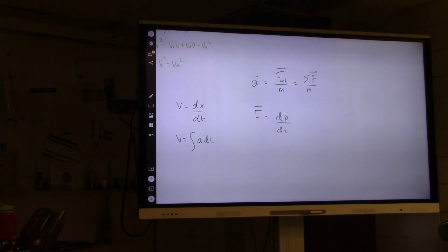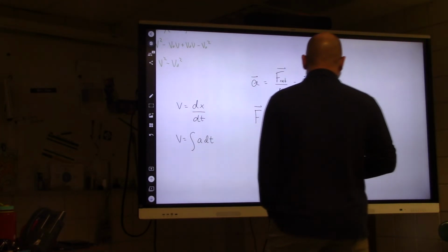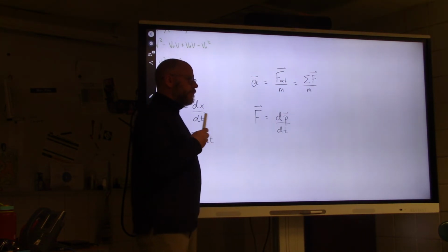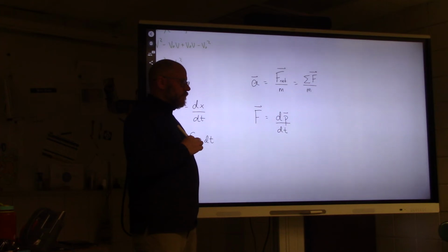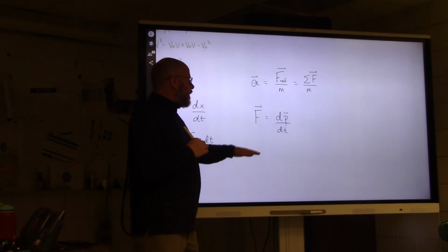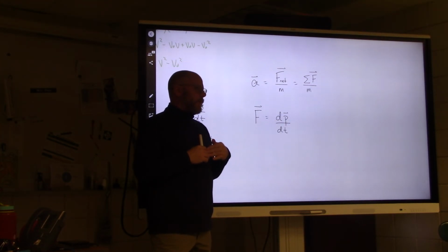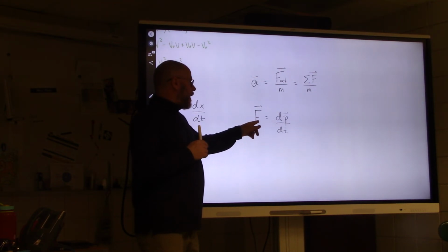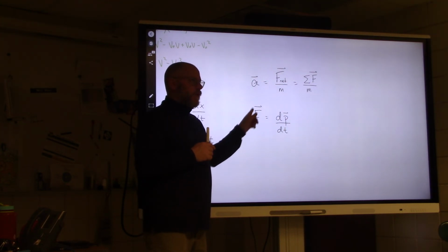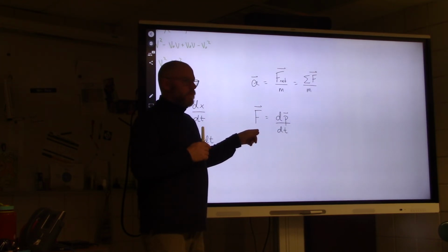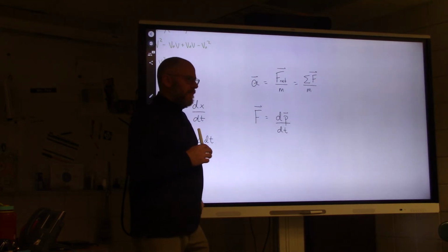So what does this say? That F is equal to the derivative of p with respect to t. So this is the time rate of change of the momentum. What this says is that if you want to change the momentum of an object, you need to apply a net unbalanced force to it. Does that make sense?